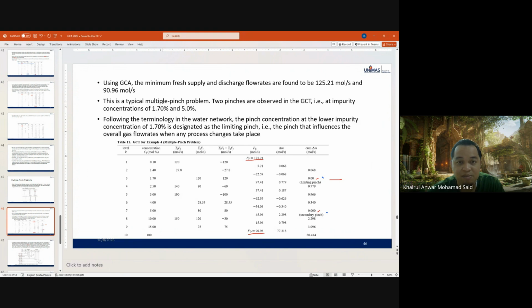This is a typical multiple pinch problem with two pinches observed in the GCC, with concentrations of 1.7% and 5%. Following the analogy in water networks, the concentration at the lower impurity, here 1%, is designated as the limiting pinch. The pinch that influences the overall gas flow rate when any process changes take place.